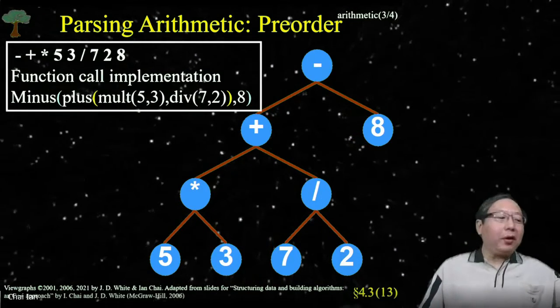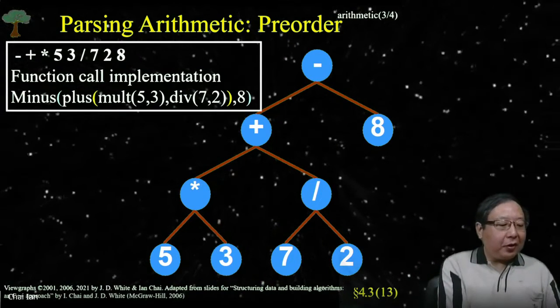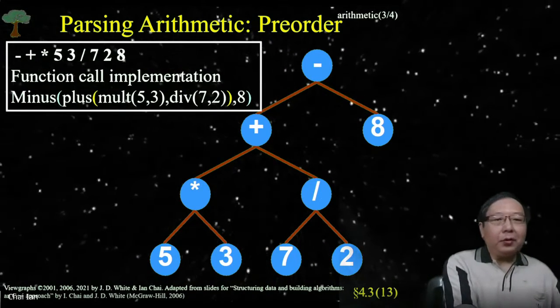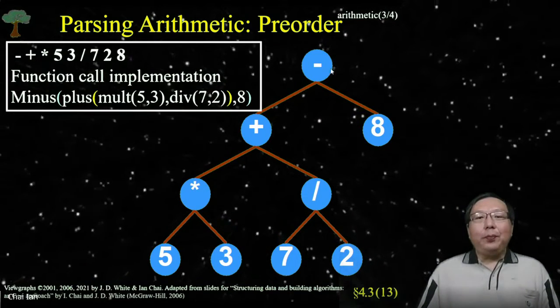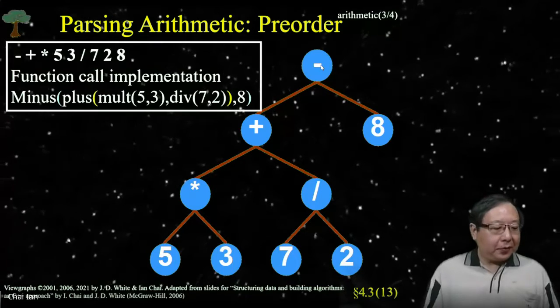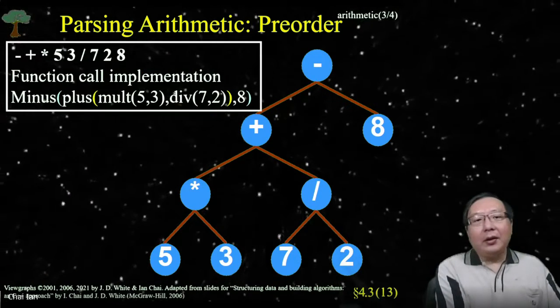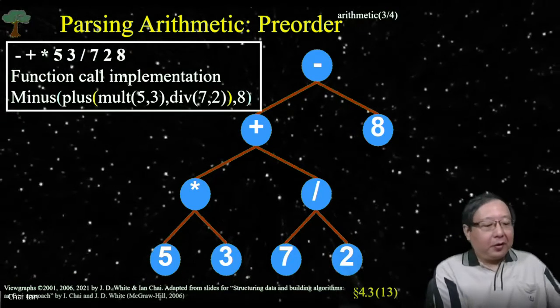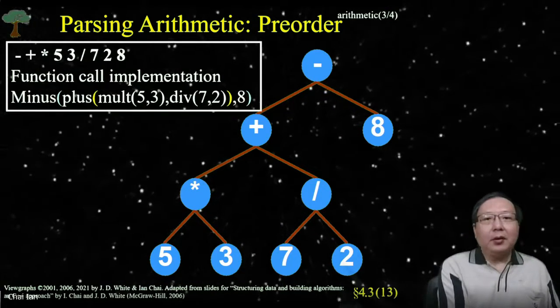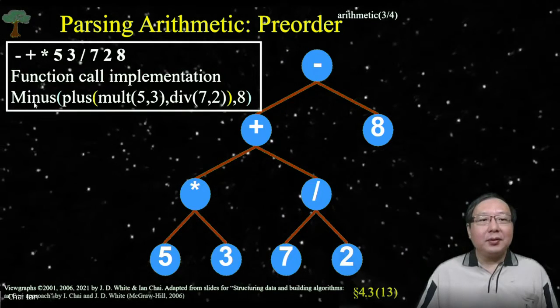If we do pre-order, that is essentially like making each function a function call. So if we do pre-order, we are doing the middle first. Okay, so it's like making a function call on each of these as a function. So we do the minus function first.